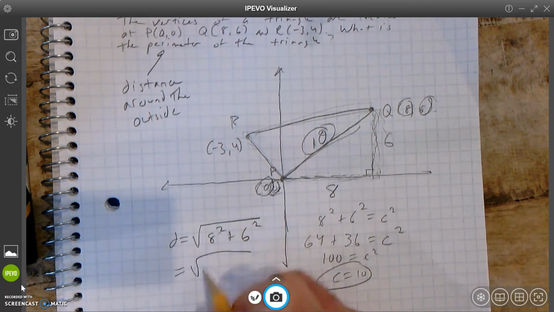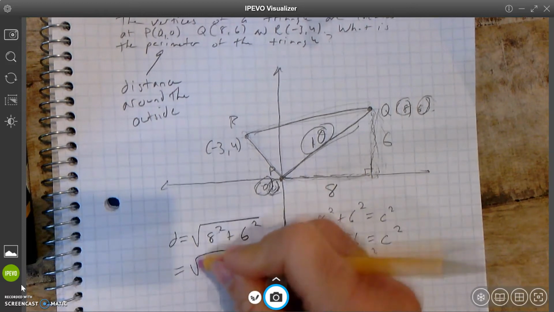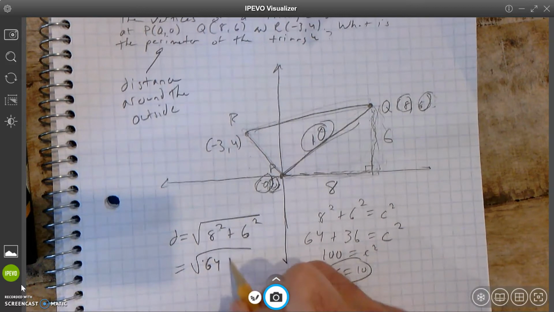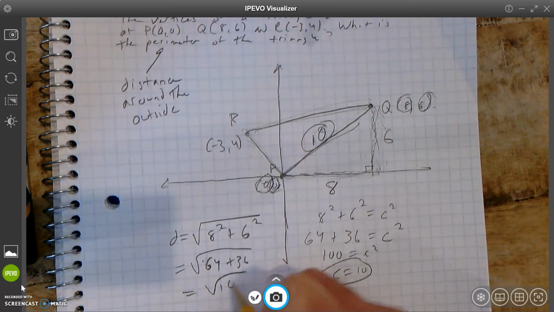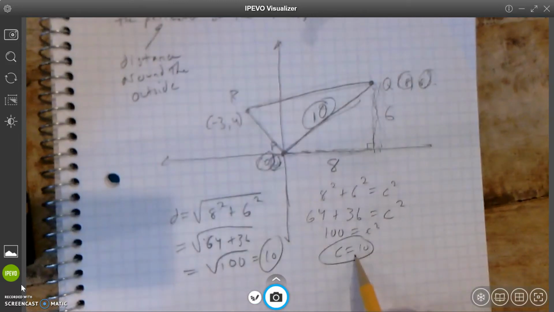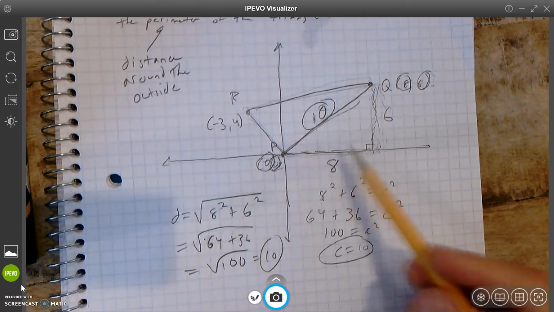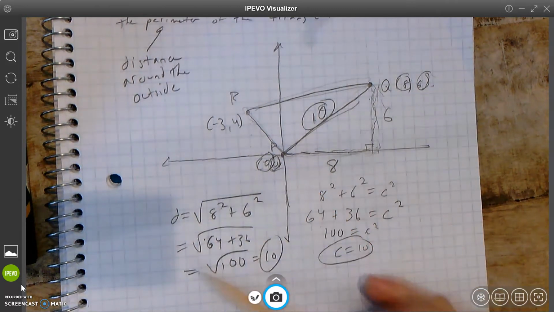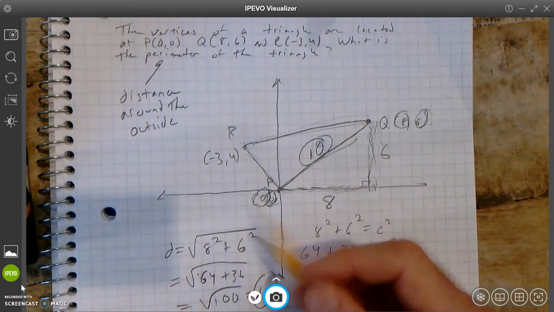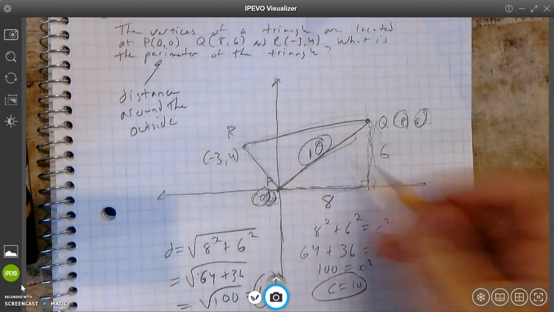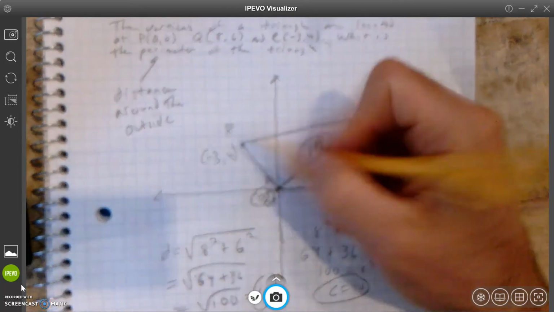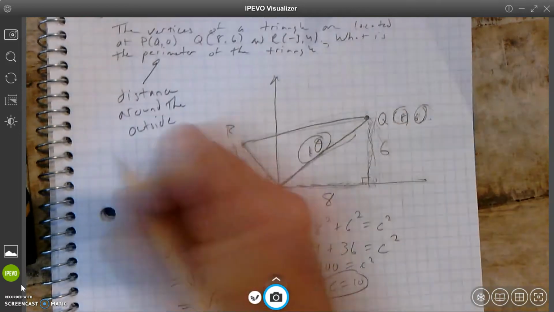So the square root of 8 times 8, is 64, and then 6 times 6, which is 36. So this is going to be the square root of 100, which we already got, which is 10. So either way is going to get the correct answer. If you don't have graph paper, that's cool. If you just use the distance formula, you're going to get it right every time. So now I'm just going to use the distance formula because I think this is a little quicker. So this is 10. I'm not done with the problem. I've got to get this also. So let's do this part here. Let's do R to P.